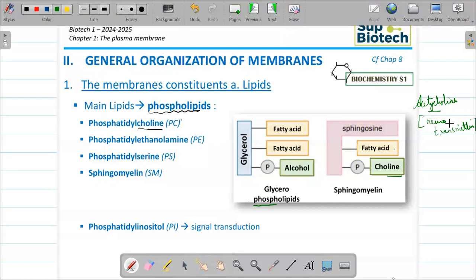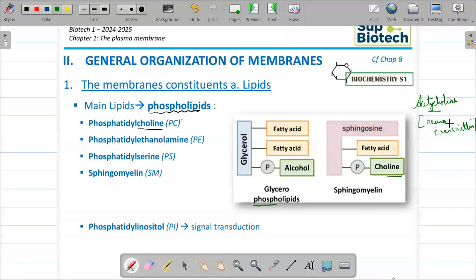Sir, I have a doubt. In glycerophospholipid, you said glycerol is an alcohol, and we have fatty acid, and P stands for phosphorus. Are we adding an extra alcohol, or are we talking about the alcohol present in glycerol? The alcohol present in glycerol.